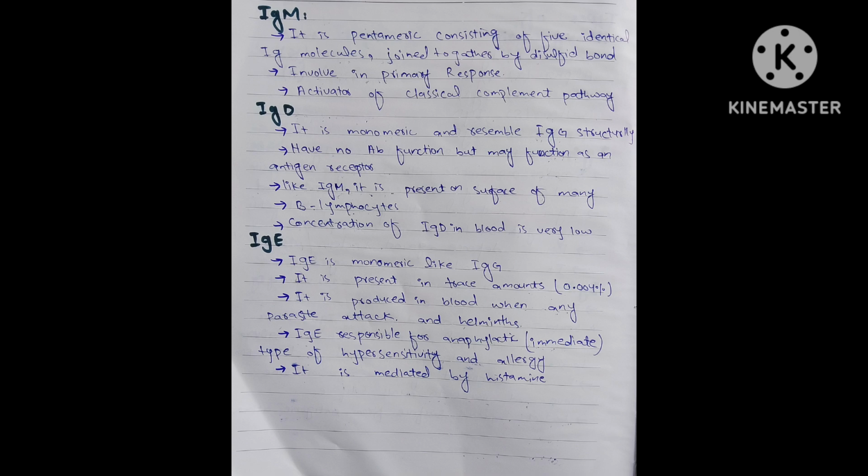Further, we move to IgE immunoglobulin. IgE is monomeric like IgG, and it is present in trace amounts, about 0.004%. IgE is produced in the blood when any parasite or helminth attacks. IgE also plays a role in the anaphylactic response, immediate type hypersensitivity, and allergy. It is mediated by histamine.